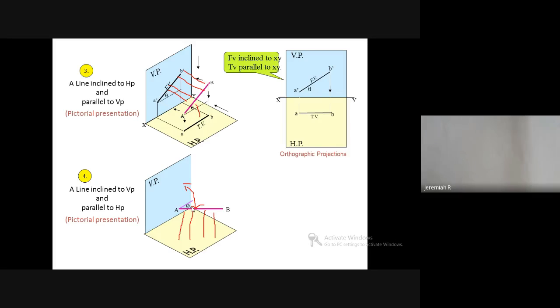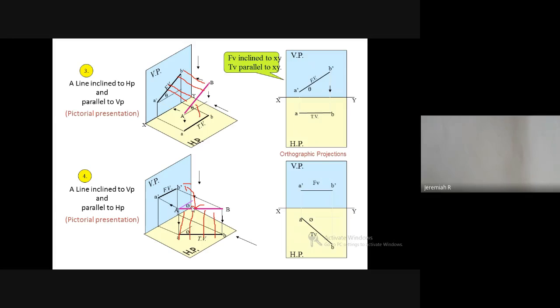So in the front view you will get a reduced length of line. In the top view you will get the inclined line itself with the angle of phi. In the front view you will get A dash B dash, but a reduced length of line. Whatever you get in the top view, you rotate in the clockwise direction 90 degrees. So when you rotate, in the front you get a reduced length of line, and in the top you get an inclined line with the angle of phi.